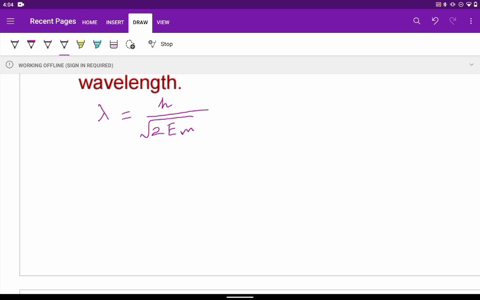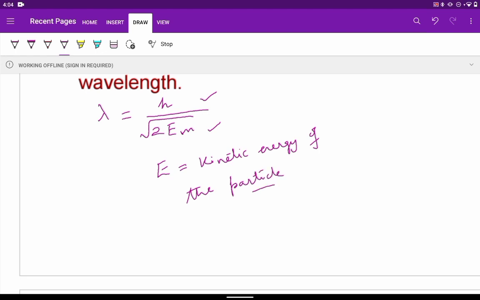Where E is the kinetic energy of the particle. Lambda equal to h by square root of 2Em, where E is the kinetic energy of the particle.